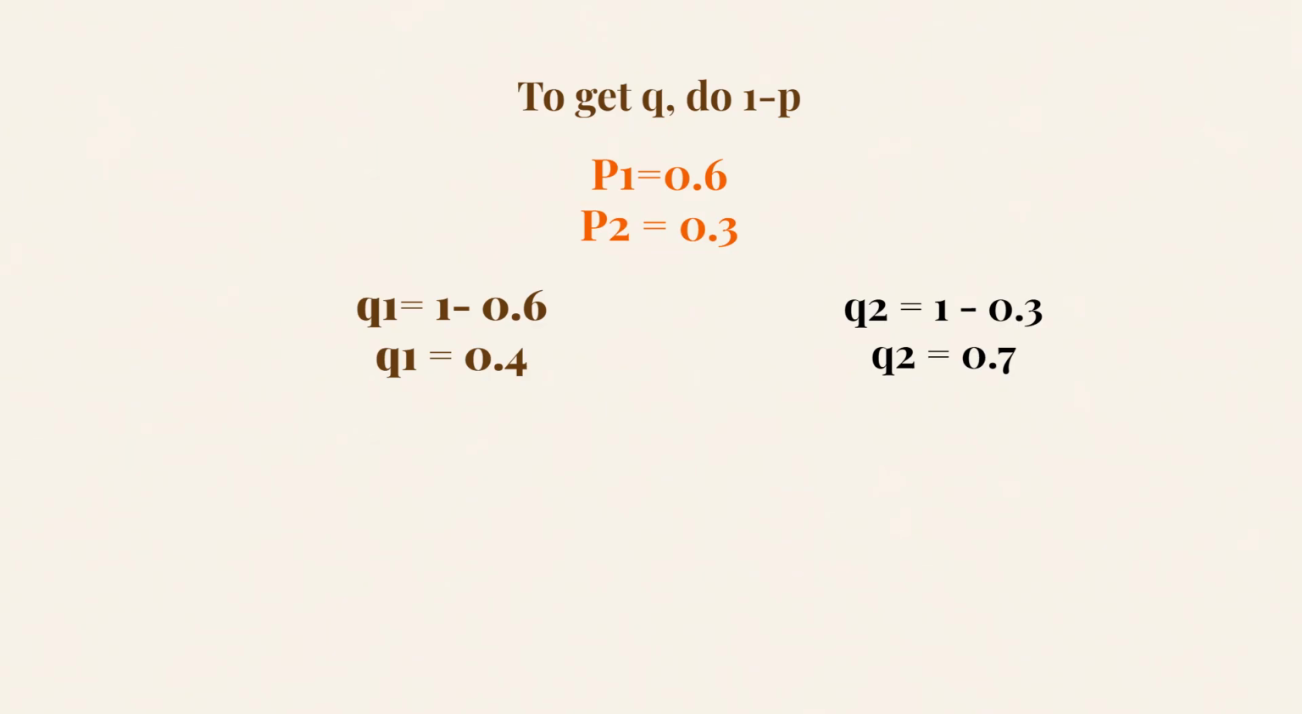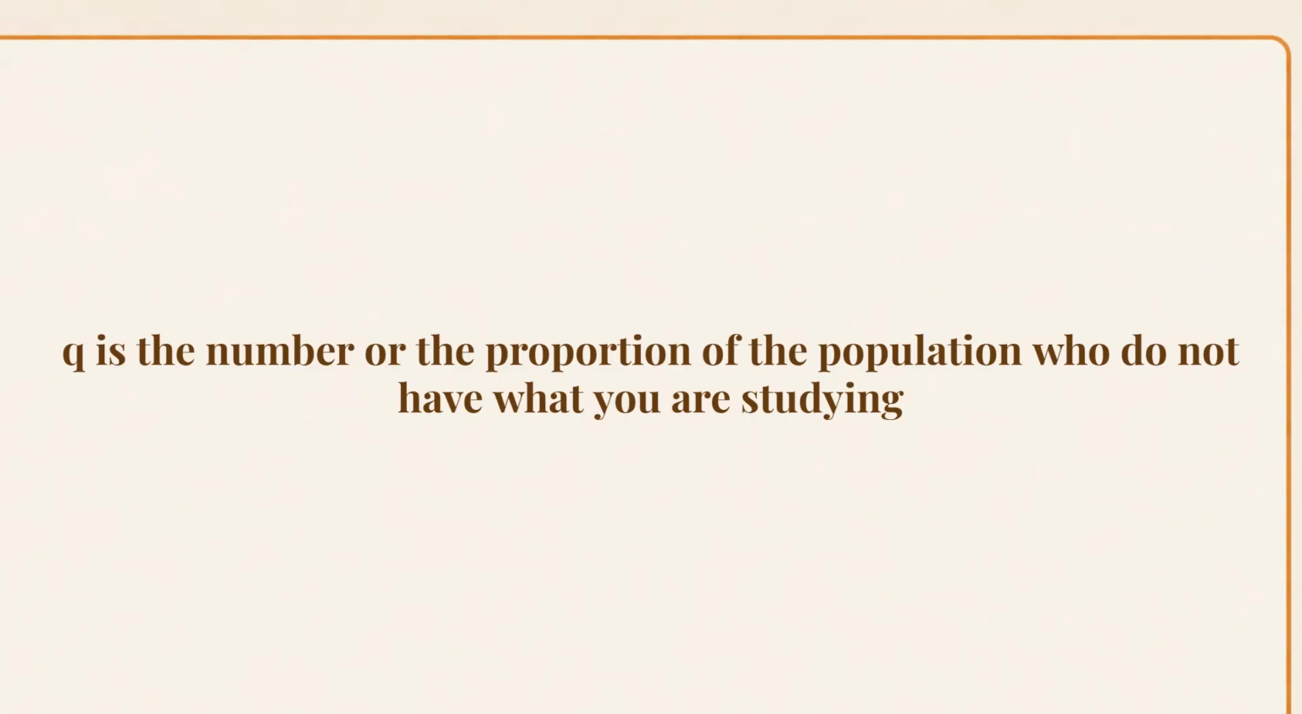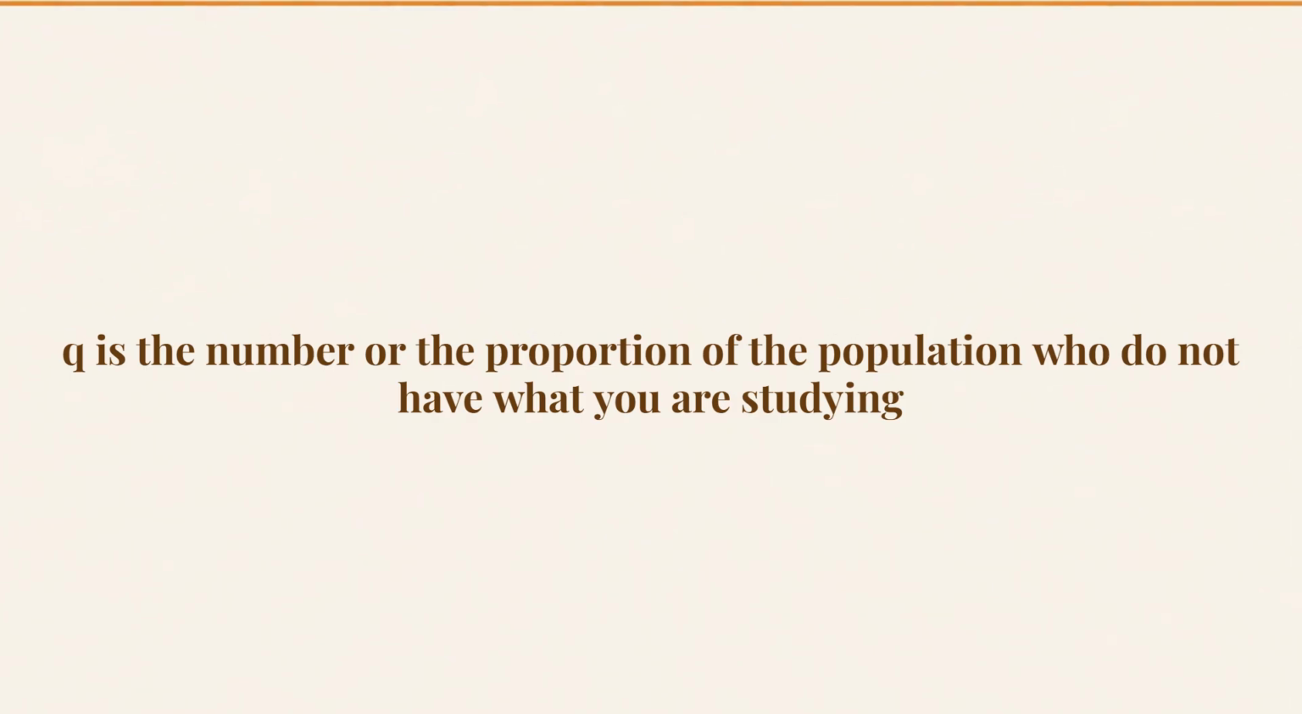Also, you need to pay attention to see whether the formula has written Q1 or Q2. If the formula is saying Q1, it means that you're going to do 1 minus P1. If the formula is suggesting Q2, you are going to do 1 minus P2 to get your Q2. Now this Q is basically the proportion of the population that do not have what you are studying. So now let me use this hepatitis B example so that you can actually see what I'm talking about.